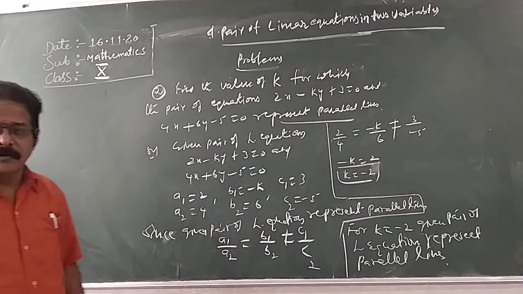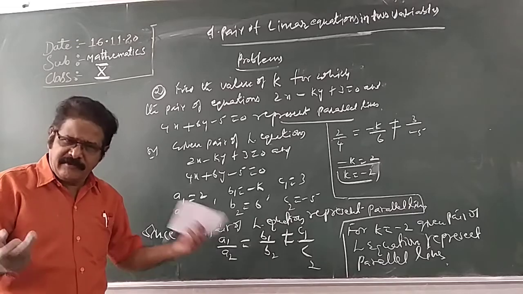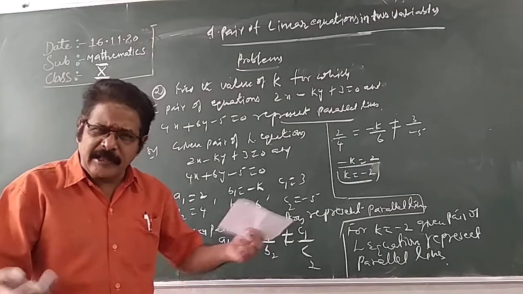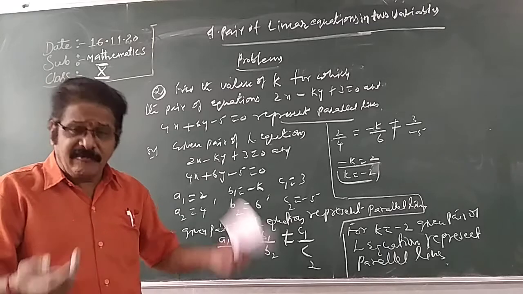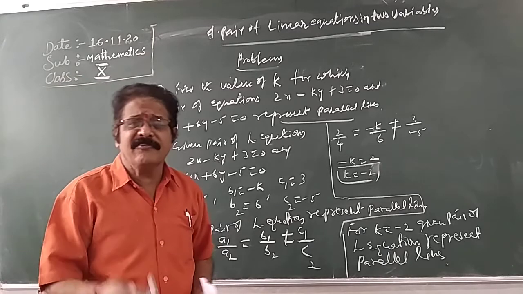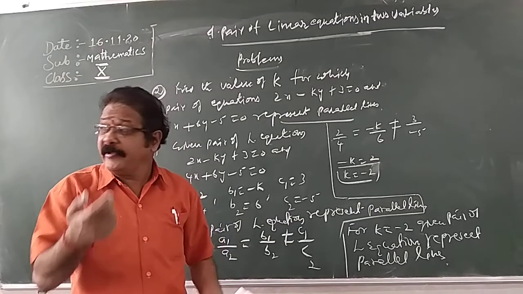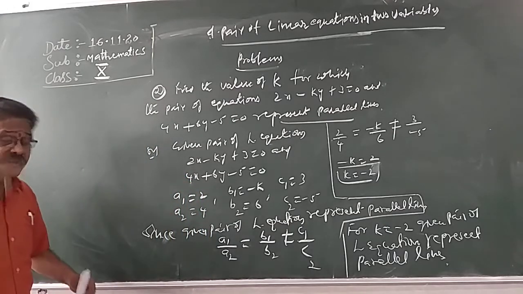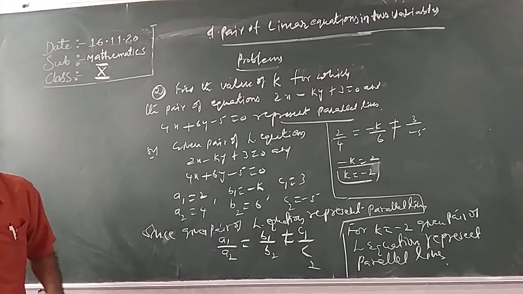Conditions you must remember. When they are intersecting, a unique solution, A1 by A2 is not equal to B1 by B2. When there are parallel lines, no solution, A1 by A2 equals B1 by B2 is not equal to C1 by C2. When coincident lines, A1 by A2 equals B1 by B2 equals C1 by C2. I hope you understood. And for the third condition, I will give a problem. I hope you understood, children. Now I go for the third problem.